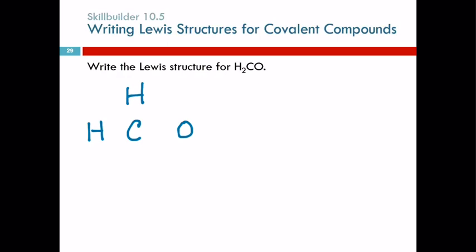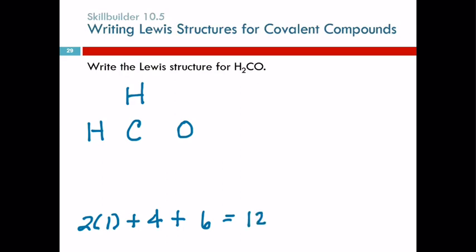Now we need to figure out how many valence electrons we have from all of these atoms. Each hydrogen has how many valence electrons? One. So there are two hydrogens, and they each have one valence electron. Then we have one carbon, and a carbon has how many valence electrons? Four. It's in group four on the periodic table. And oxygen has six. So we add those together and we get 12.